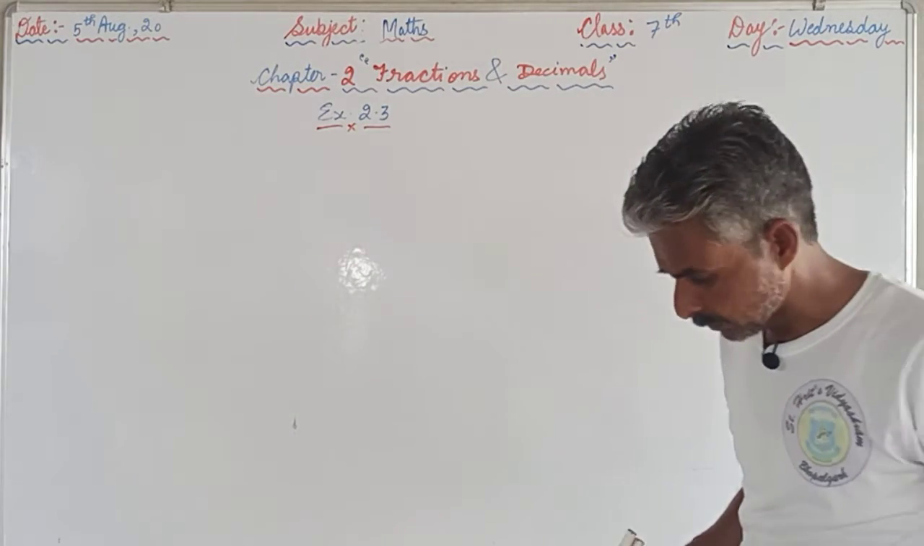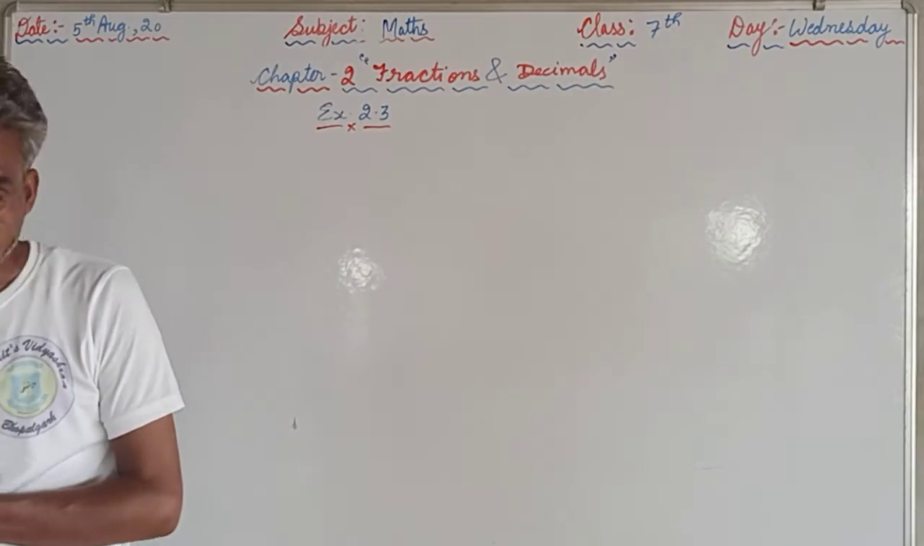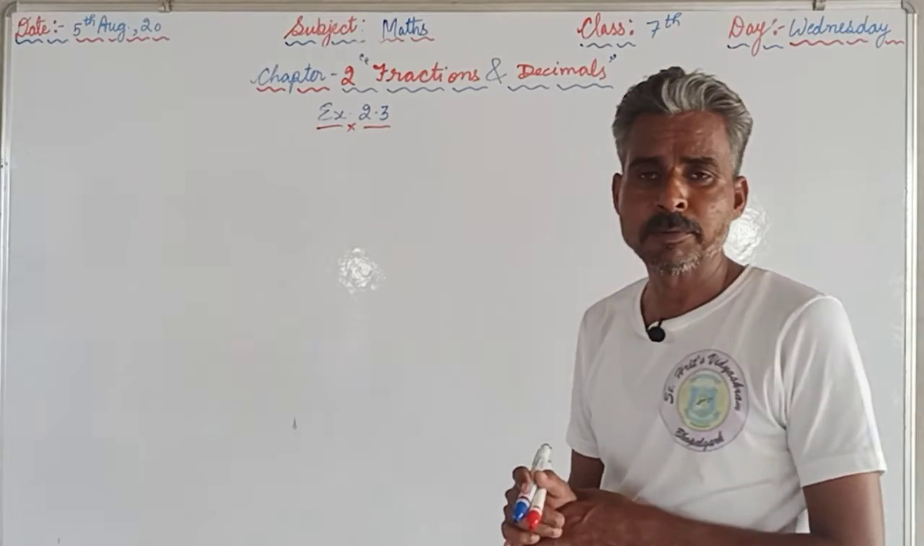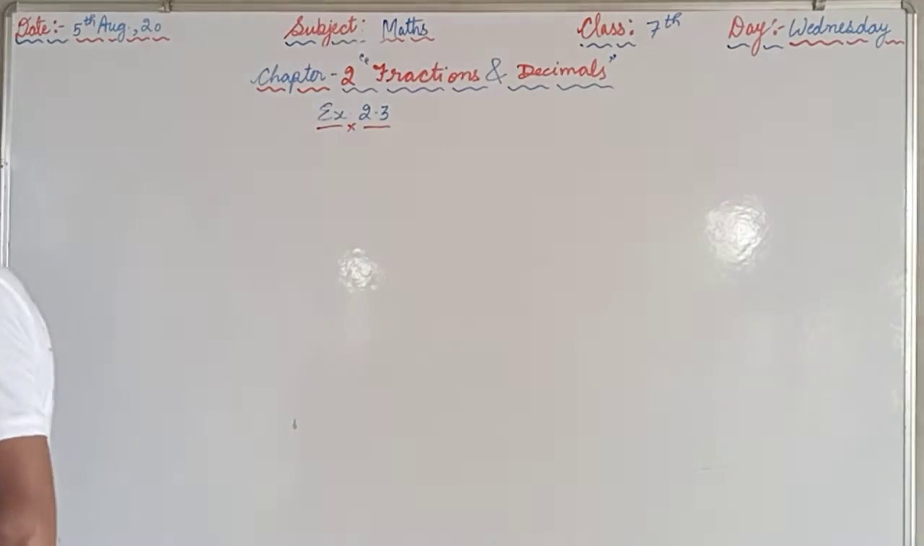This video is for class 7th and the subject is maths, and we are continuing the same chapter, that is chapter number 2, and the name of the chapter is fractions and decimals. As I told you, in the first half of the chapter we will discuss the fractions, and in the later half of the chapter we will discuss the decimals. So this is exercise 2.3. In exercise 2.3 we are supposed to find question number 1.